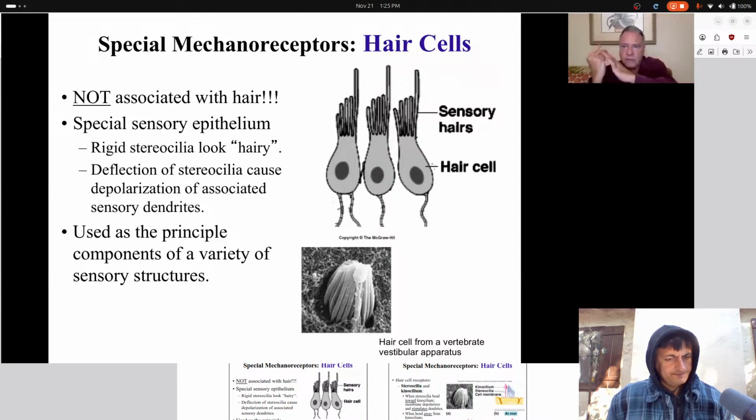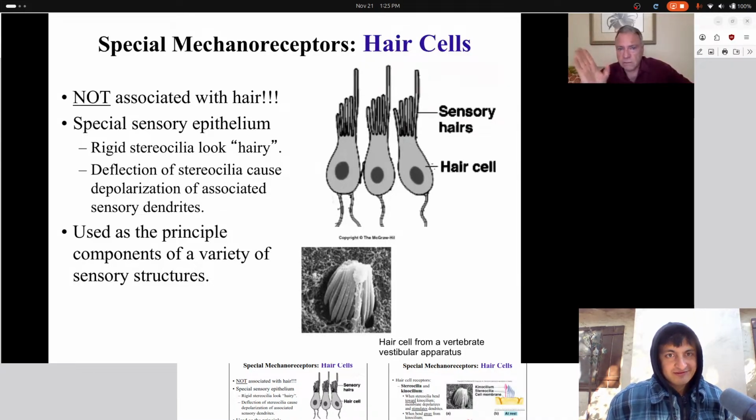And so when you bend those cilia, it causes gates to open and depolarize. Well, actually, it's even better than that because it depends on which way you bend them. If you bend them one way, they depolarize and stimulate the cell. If you bend them the other way, they hyperpolarize and inhibit the cell. So they not only detect motion, they detect the direction of the motion. Okay, so these rigid stereocilia, they look hairy, which is why they give that name.